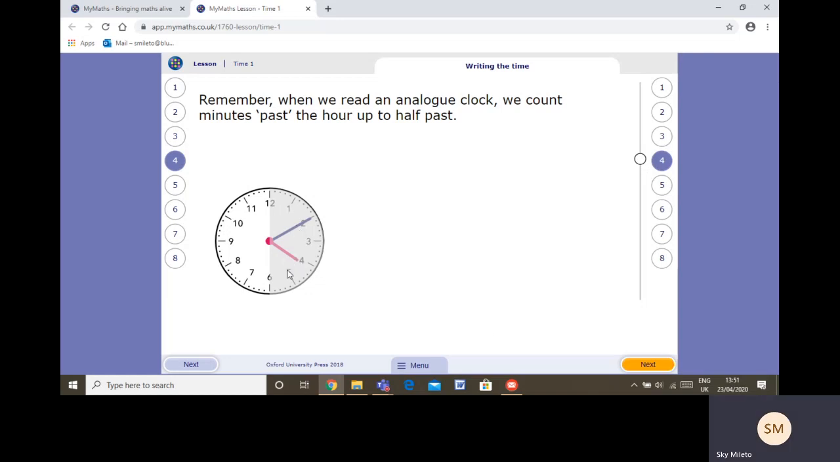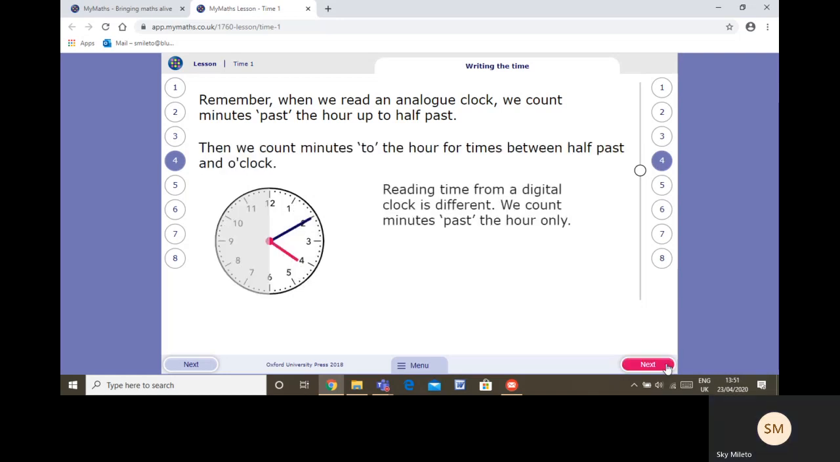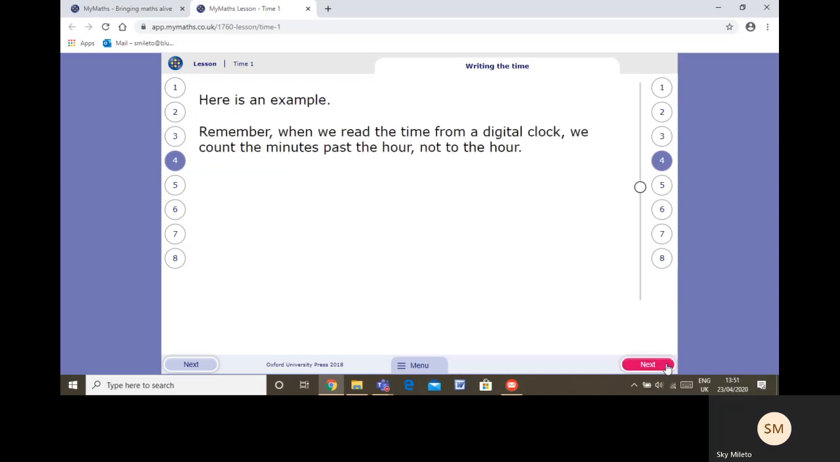So remember that shaded bit here is past the hour. The non-shaded bit here is to the hour. So when we read the time for a digital, it's past the hour, not to the hour only. So this, we would say 9:35.